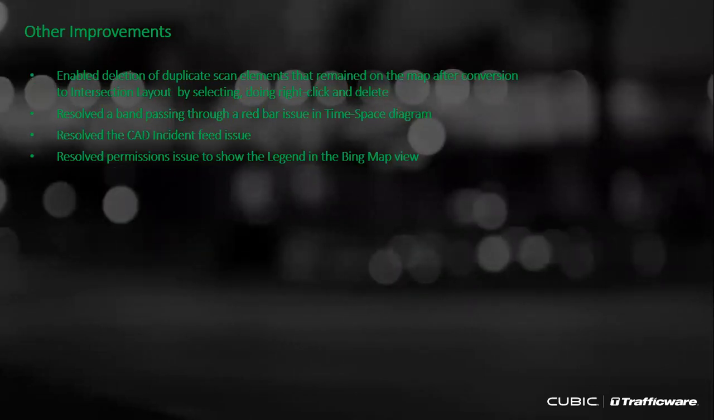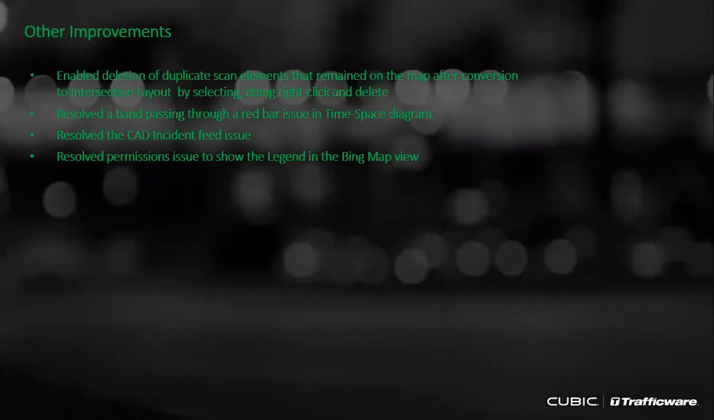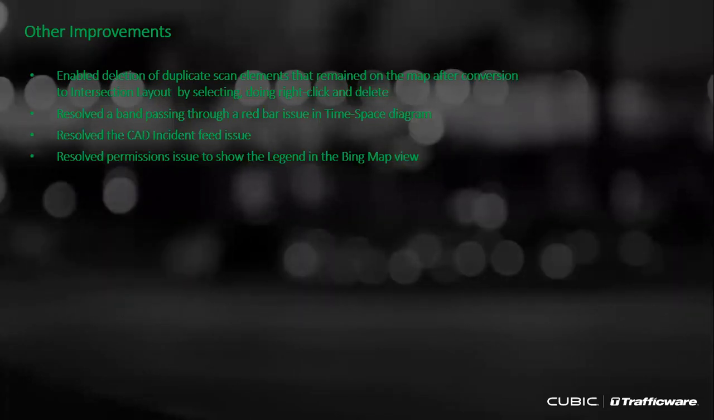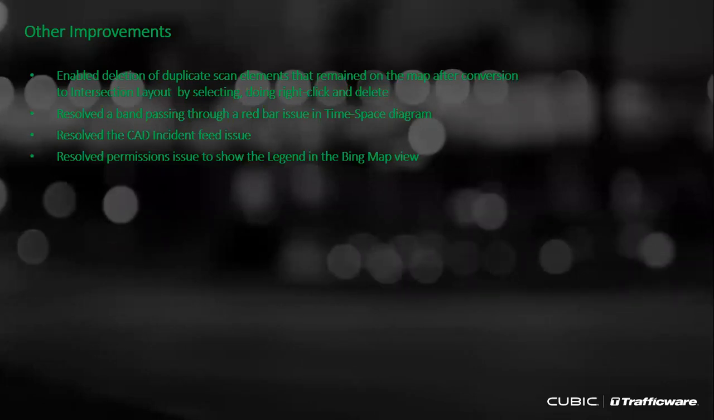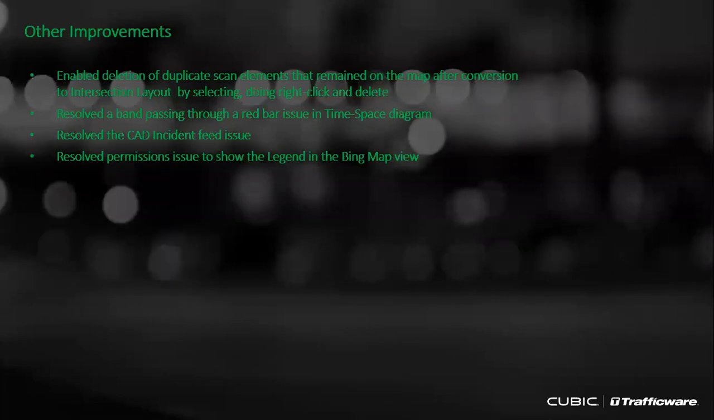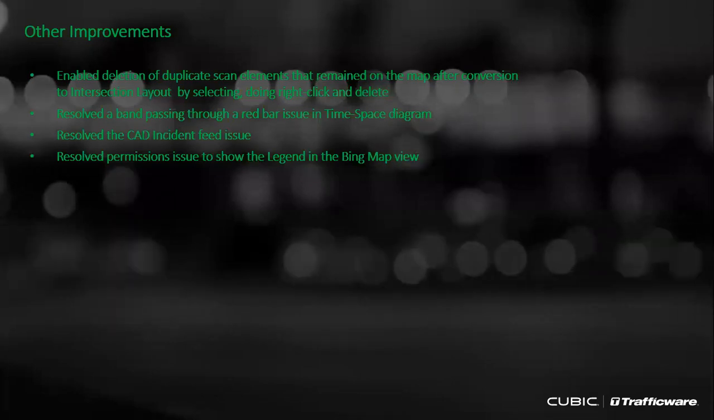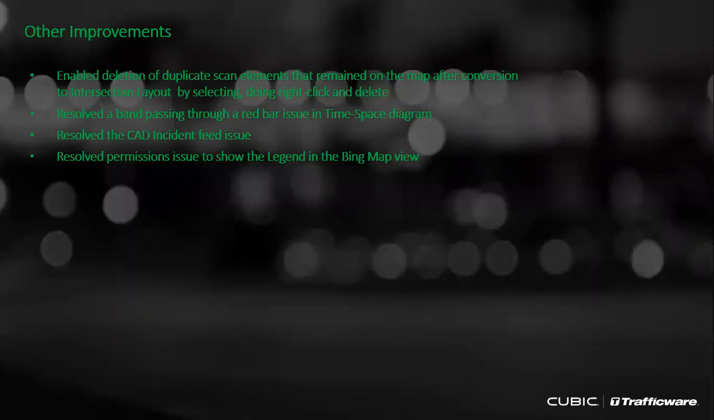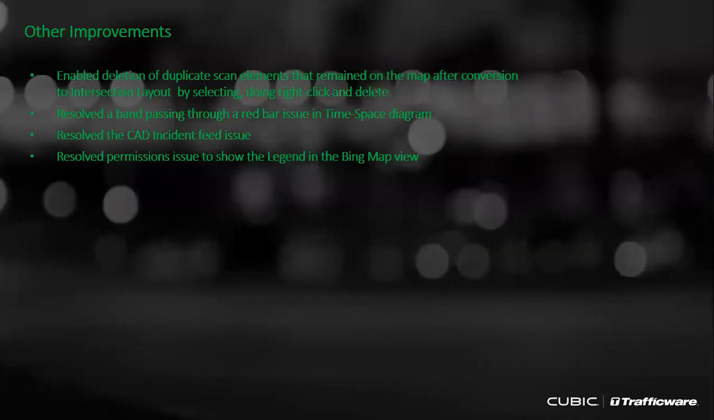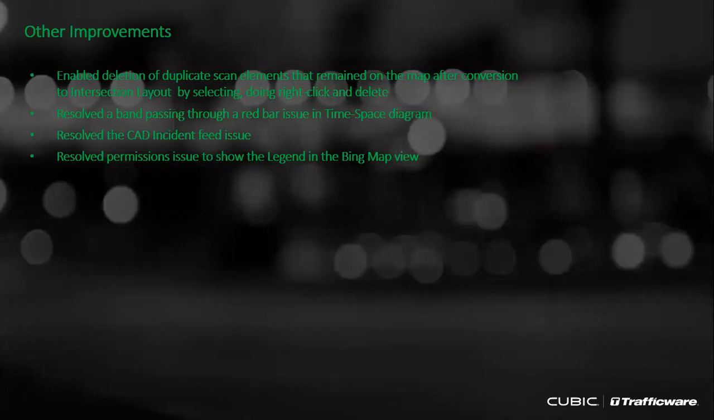An issue where in the time-space diagram bands would pass through a red bar is also resolved. We investigated the issue and found that practically those bands were positioned correctly. However, the indication of red and green in certain instances would be placed incorrectly. So we made a modification, and you should be able to see now the correct placement of all red and green colors, and band placement was, and will continue to be, correct in the time-space diagram.